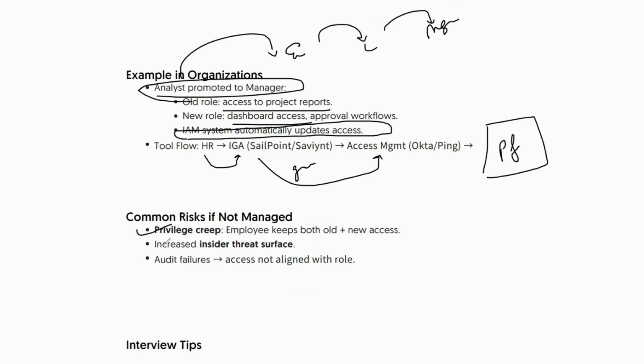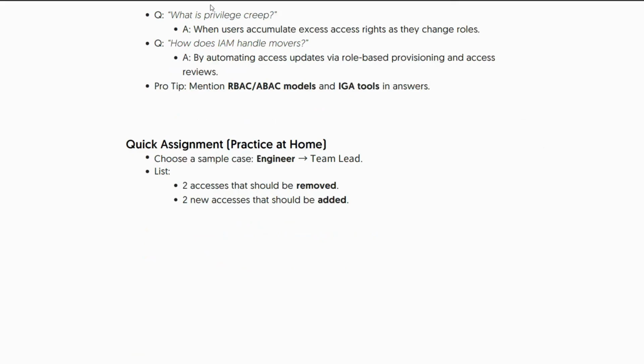And the common risks: privilege creep, insider threat, and audit failures. And once your audit has failed, you're non-compliant, and then you have to pay fines. Okay, some interview tips on the mover. Again, it's a very small concept, but what is privilege creep? When users accumulate excess access rights as they change their roles and responsibilities respectively, and you address it by automating access updates via role-based provisioning and access reviews. Mention RBAC, ABAC models, and IGA tools, right? So you can add these.